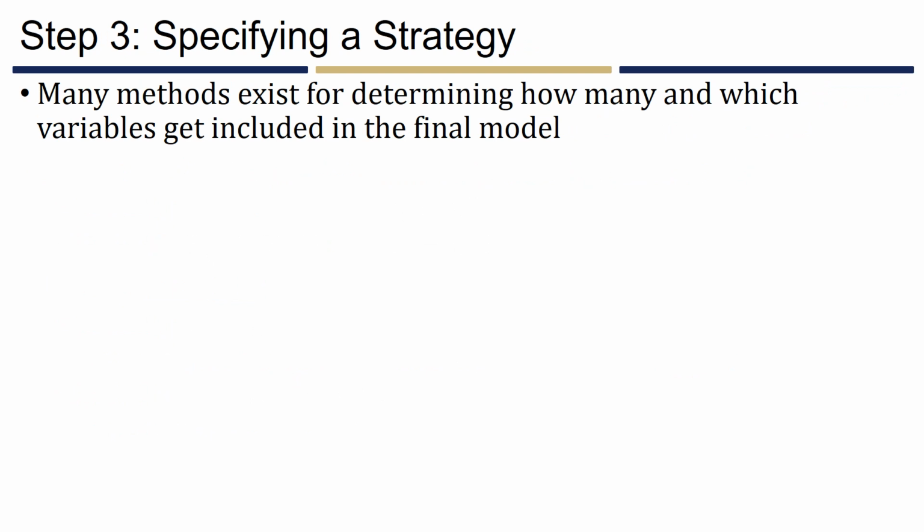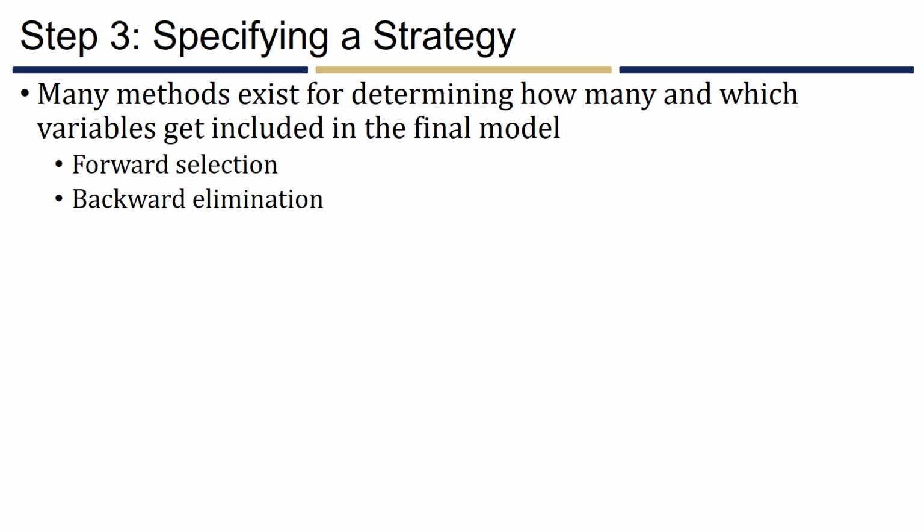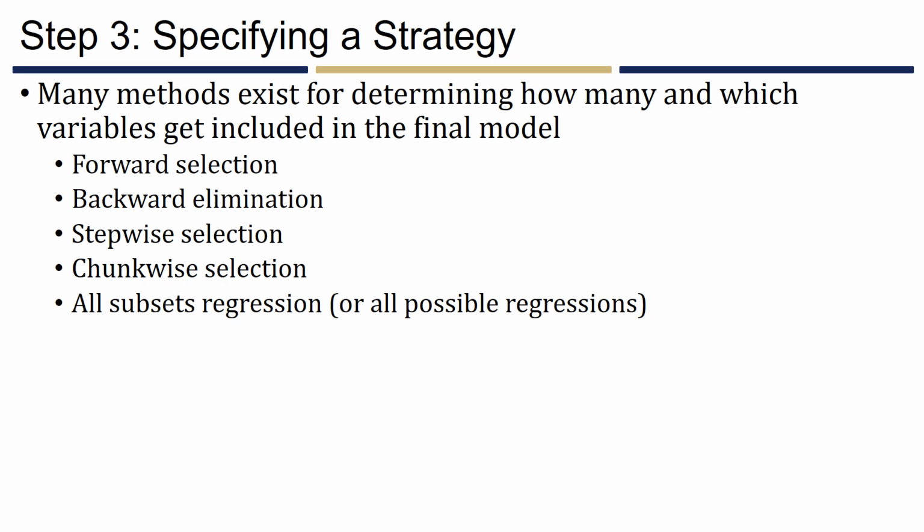Step 3 in your model selection process is specifying the strategy that you want to use in order to determine what your final model is. Now, there are a lot of different methods for determining how many predictors and which variables get included in your final model, and we're going to take a look at all of the following. We have forward selection as one option. We have backward elimination as a second. There is stepwise selection. There's chunkwise selection. And there is all subsets regression, also known as all possible regressions.